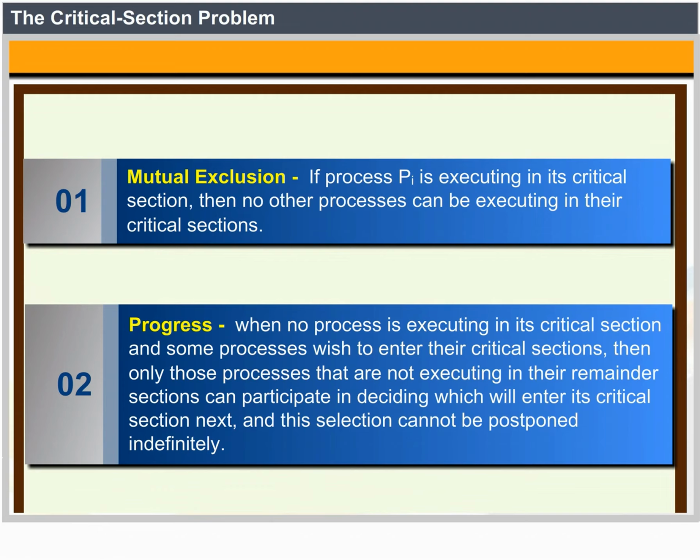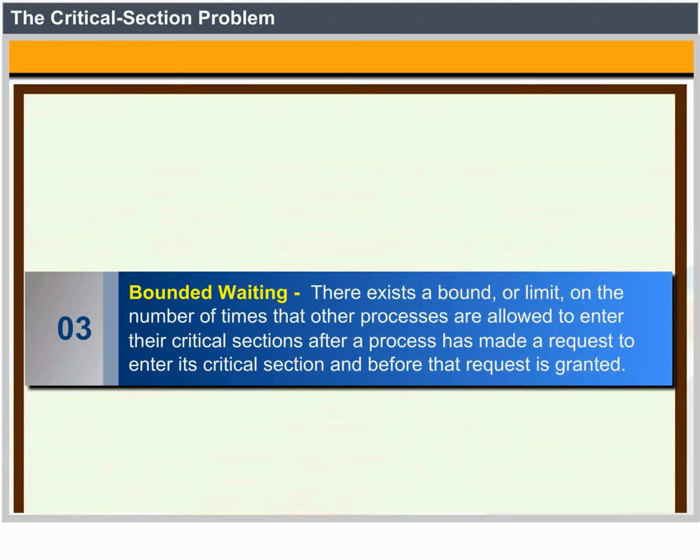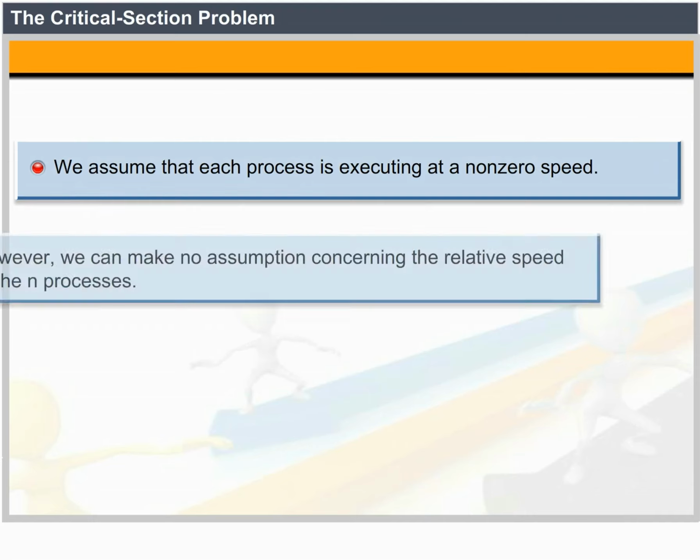Bounded waiting: there exists a bound or limit on the number of times that other processes are allowed to enter their critical sections after a process has made a request to enter its critical section and before that request is granted. We assume that each process is executing at a non-zero speed. However, we can make no assumption concerning the relative speed of the n processes.